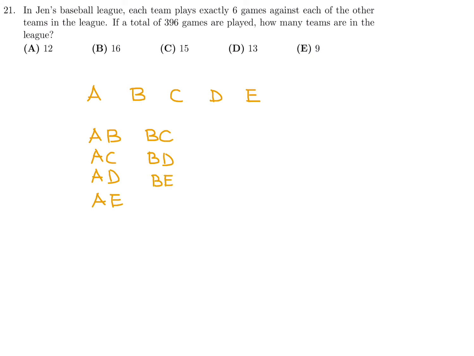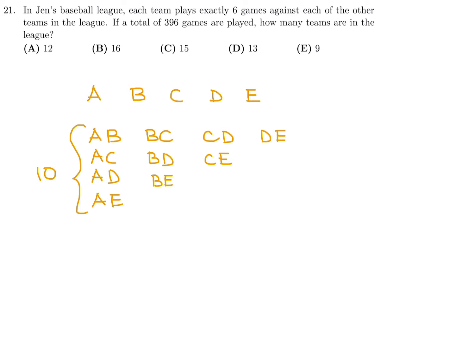C plays A and B, but those are already written. So I just need to write C plays D and C plays E. And the very last one, D plays E. So if you count all these, there are 10 games. 5 teams, 10 games. Now, if there's 30 teams, are you going to write it all out? Of course not. It would be way too time consuming.